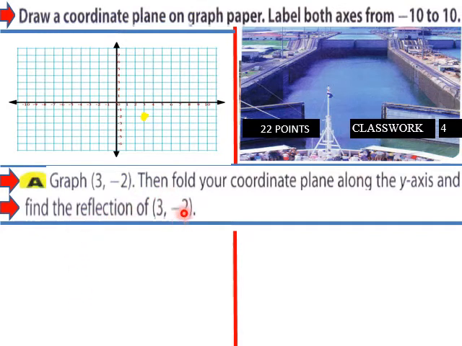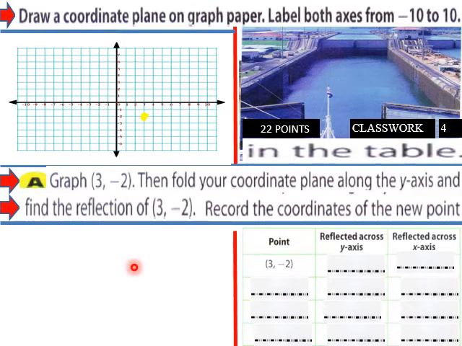Find a reflection of 3 and negative 2. So if you folded this along the y-axis, if you folded it over or any way like that, this would be folded over here, would it not? It would be here, is where you would fold it. In the table, record the coordinates of the new point in the table. So 3, negative 2. Reflected across the y-axis, it'd be over here, and then across the x-axis, it'd be over here. Okay, you get the idea?